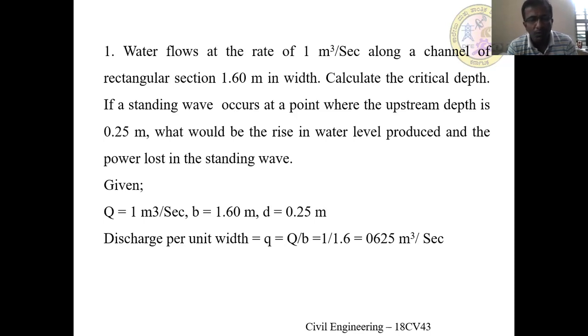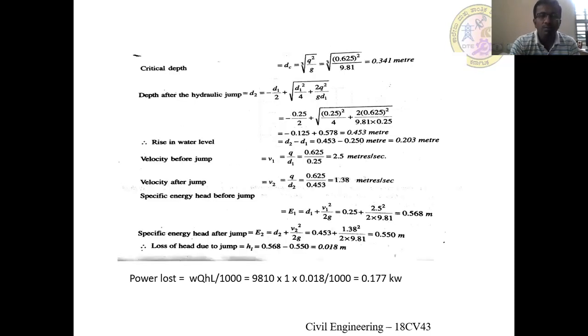Discharge per unit width, small q equals capital Q by B. Capital Q is 1, and the width of the channel is 1.6, so it gives 0.625 meter cube per second per meter, the discharge per unit width. Once you know the discharge per unit width, next we find the critical depth by using the specific energy equations.